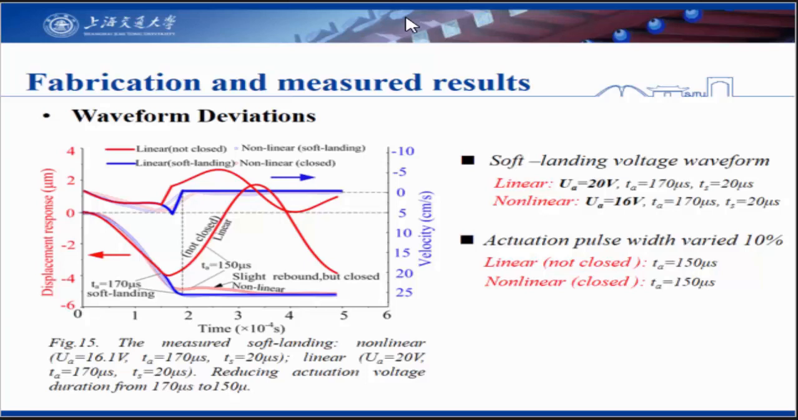Therefore, the sensitivity of the nonlinear RF MEMS switch to pulse duration is significantly smaller. In addition, the driving voltage for the nonlinear spring is only 16 volts, which is 19.5% lower than that of the linear spring.